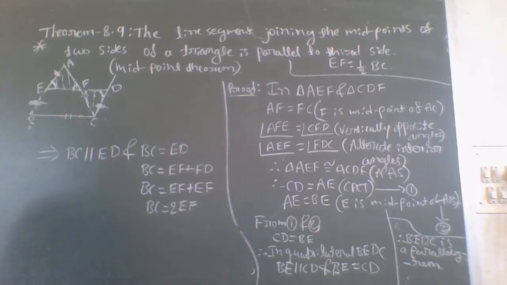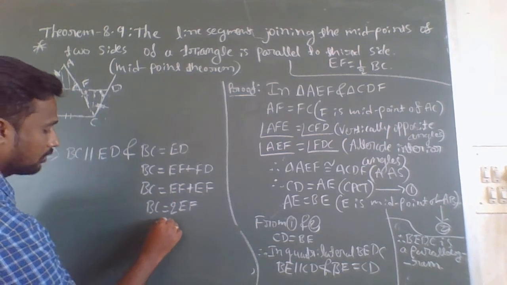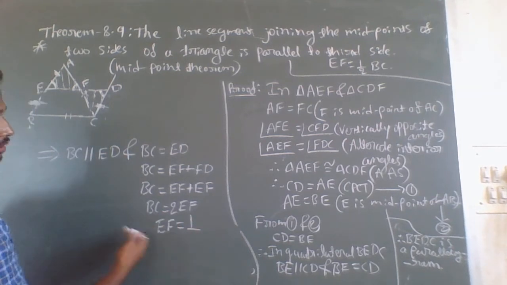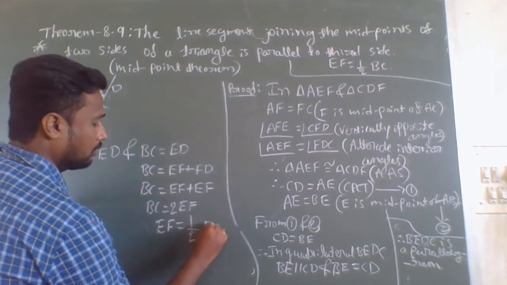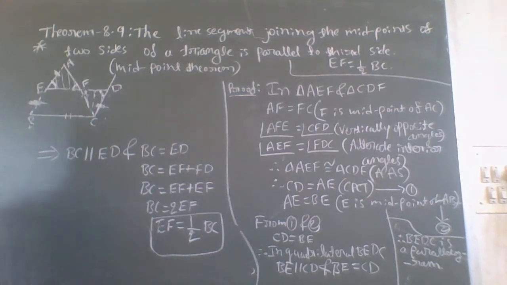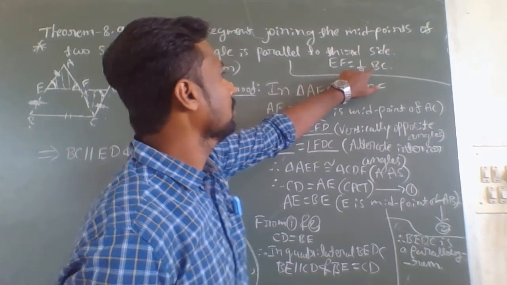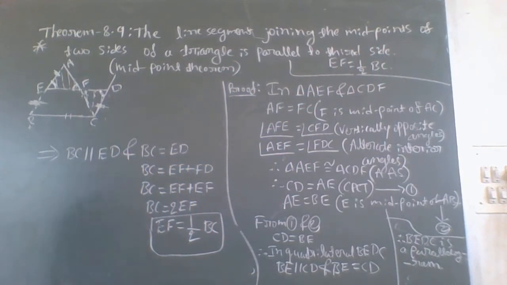Now what can we write here? I will move this 2 to the other side. Therefore, EF is equal to, when I move this 2 to the other side, it becomes the denominator. Therefore, 1 by 2 into BC. Therefore, EF is half of the BC. If they ask this, if EF is equal to 1 by 2 into BC, then you have to prove this. So this is the theorem called the midpoint theorem.